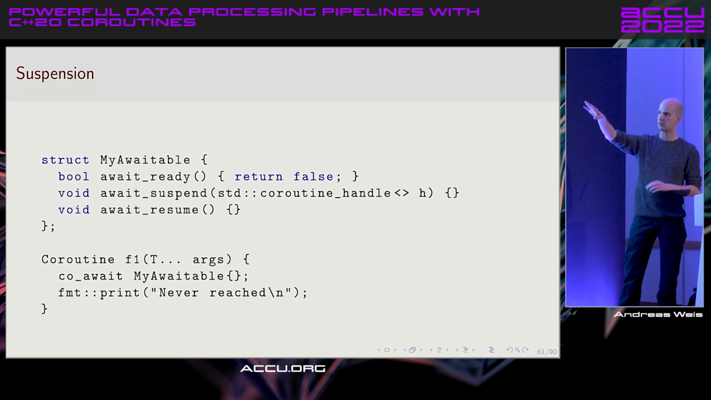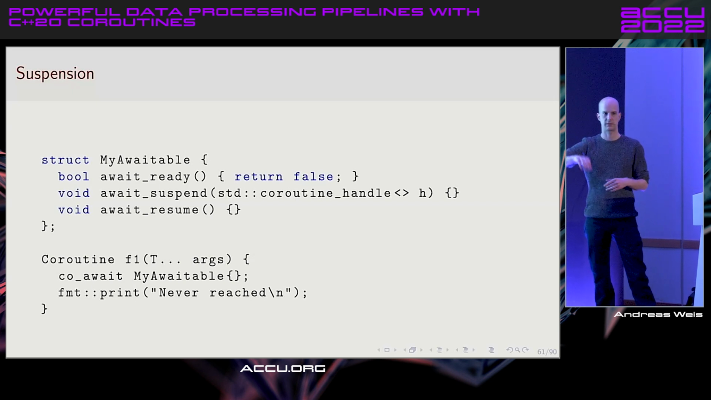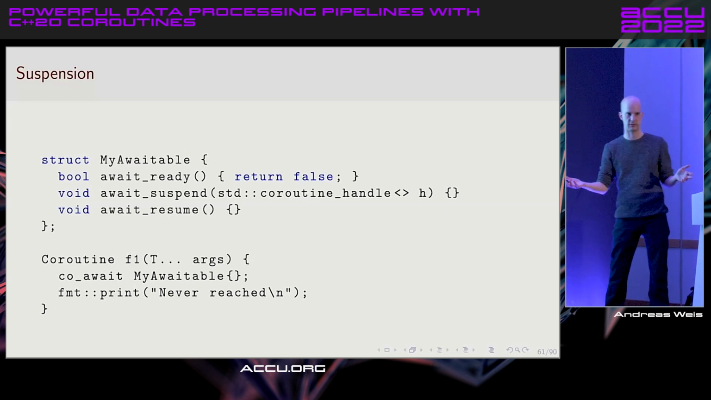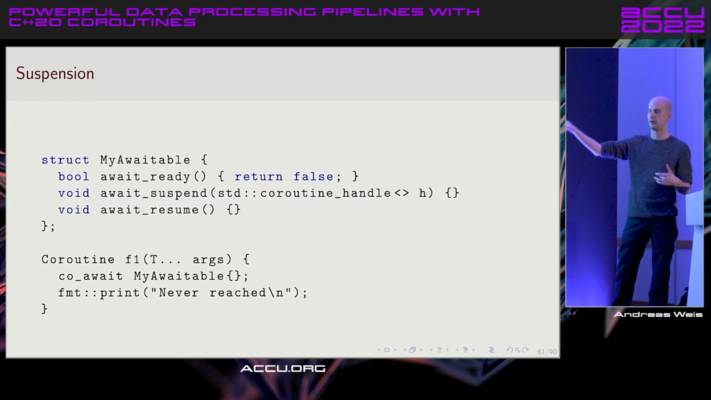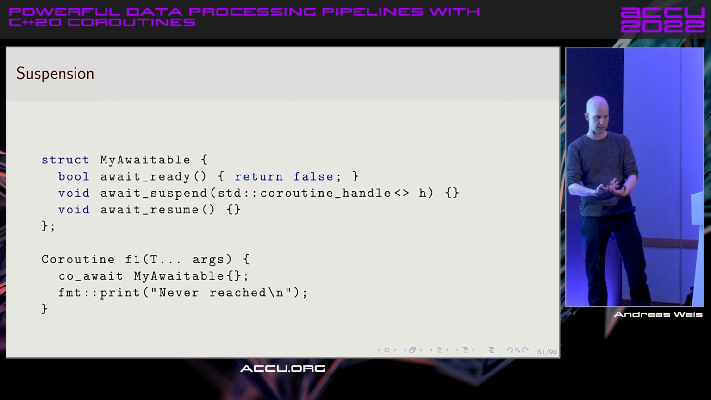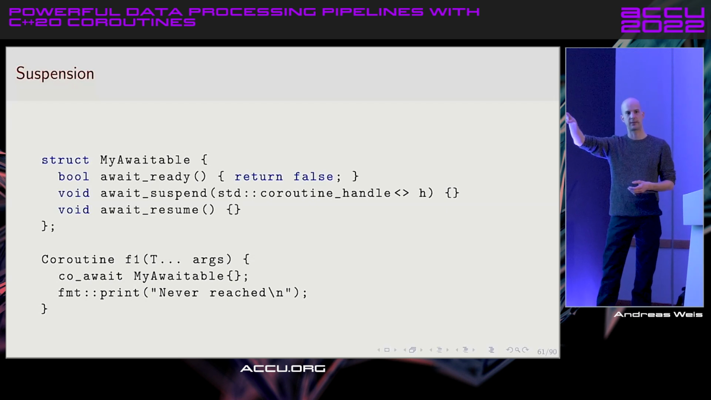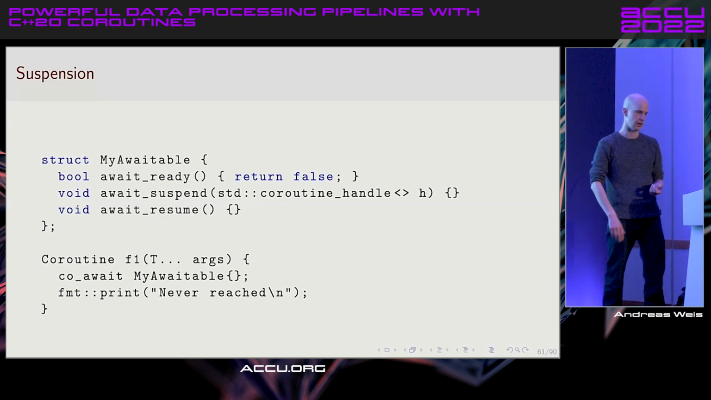If that happens, then await_suspend is going to be invoked. So I can perform whatever things I want to perform before going to sleep. And then I go to sleep, control flow goes back to my caller, and my caller may eventually wake me up again. In that case, await_resume gets called. I may do whatever things I want to do before waking up, and then execution continues where it left off.